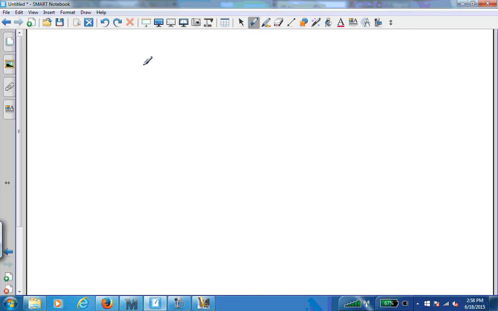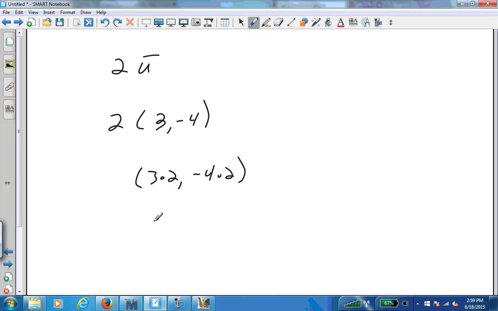If we have a vector that we want to multiply by a scalar, if we have, let's say our vector is 3, -4, then we multiply each component by that number. So 3 times 2, -4 times 2. So 6, -8.